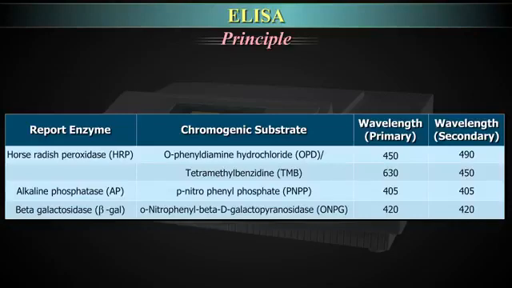When the reporter enzyme is alkaline phosphatase AP, the chromogenic substrate is PNPP, which is p-nitrophenyl phosphate. Here the primary wavelength is 405 and the secondary wavelength is the same, 405 nanometers. When the reporter enzyme is beta-galactosidase, BGAL or beta-gal, the chromogenic substrate there is O-nitrophenyl beta-D-galactopyranosidase, ONPG. Here again, the primary wavelength and secondary wavelength are the same at 420 nanometers.